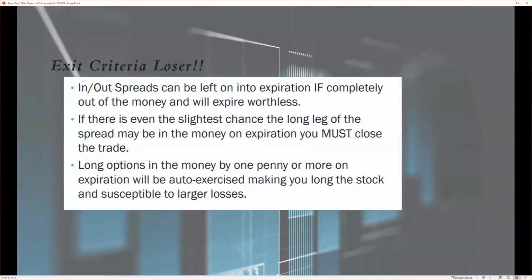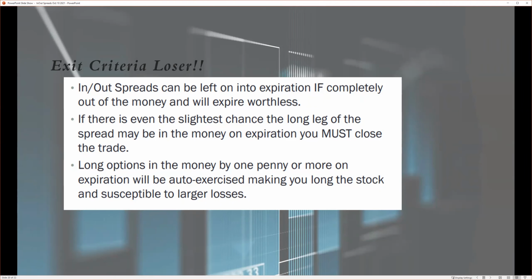And then the last criteria for a loser, the in and out spread can be left on into expiration if completely out of the money and will expire worthless, which is what I recommend. If there is even the slightest chance the long leg of the spread may be in the money on expiration, you must close the trade. You don't have to have 2 legs in the money. Actually, when you have two legs, you have less risk. But if one of the legs gets in the money on expiration, you're gonna get assigned on that one.